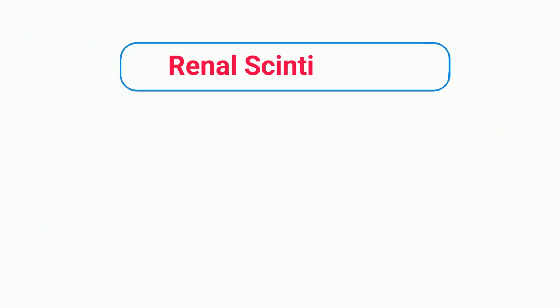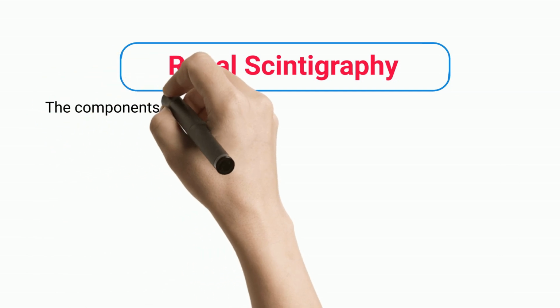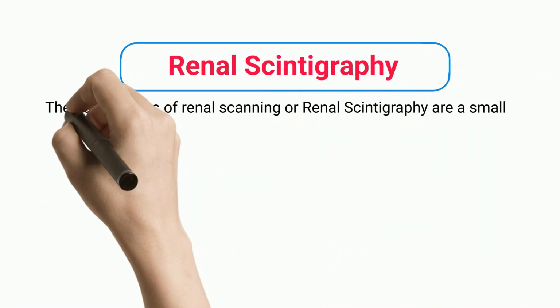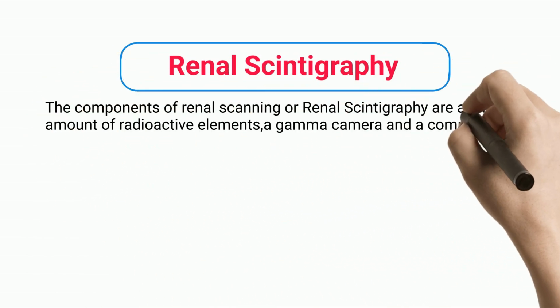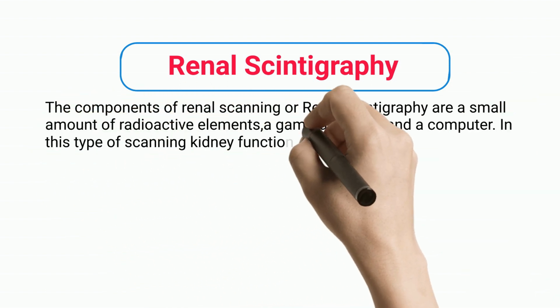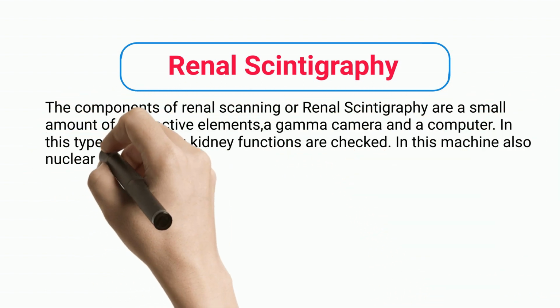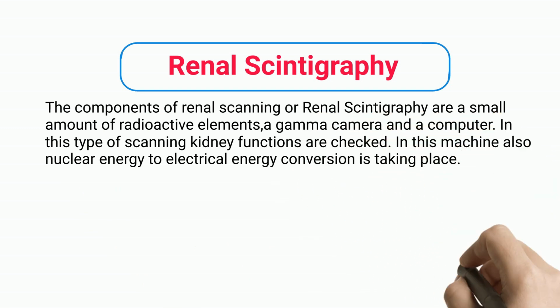Renal scintigraphy. The components of renal scanning or renal scintigraphy are a small amount of radioactive elements, a gamma camera, and a computer. In this type of scanning, kidney functions are checked. In this machine also nuclear energy to electrical energy conversion is taking place.